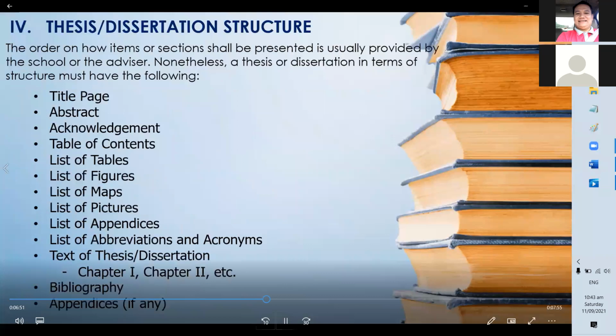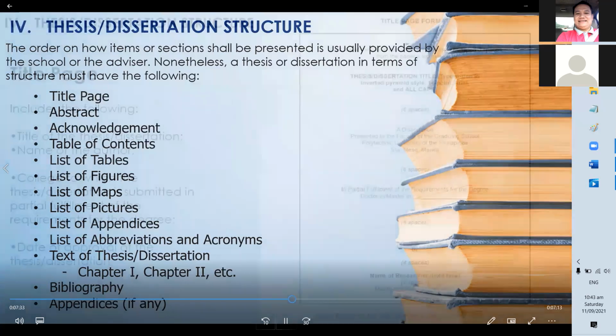The order on how items or sections shall be presented is usually provided by the school or the advisor. Nonetheless, a thesis or dissertation in terms of structure must have the following: the title page, abstract, acknowledgement, table of contents, the list of tables, figures, maps, pictures, appendices, abbreviations, and acronyms, followed by the text of the thesis or the dissertation, the bibliography, and lastly the appendices if there are any.